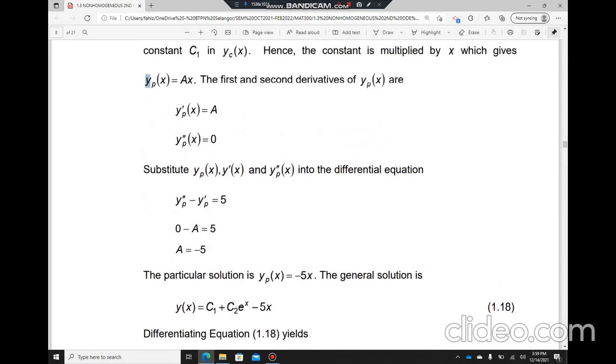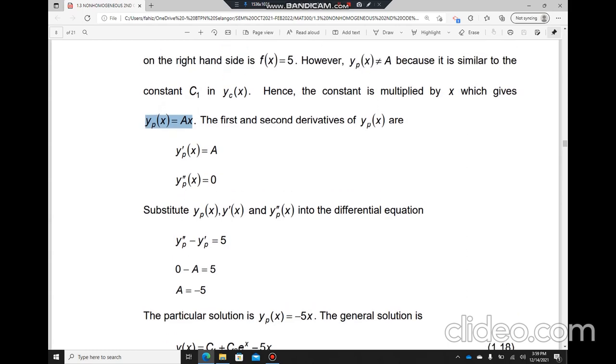Yang ni YP equals to AX. Jangan ambil yang ni. Jangan ambil yang tadi tu YP equals to A ni, sebab yang ni kita dah tak guna. Sebab dia ada duplication. So that's why we multiply by X here. So yang ni dah jadi new YP.